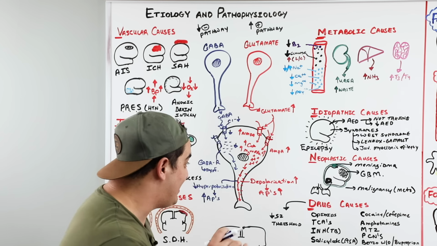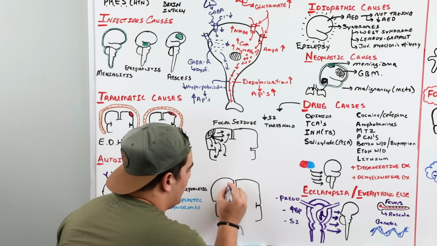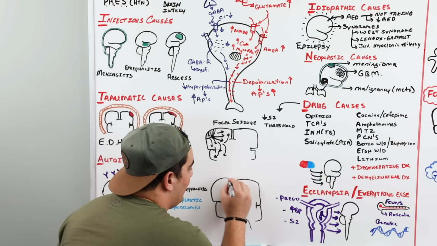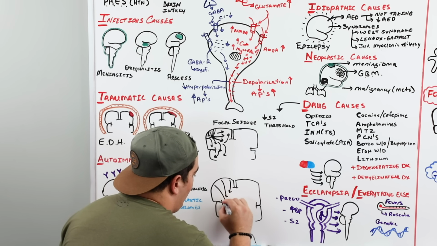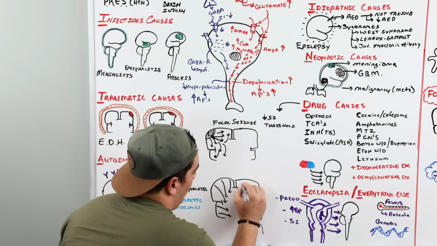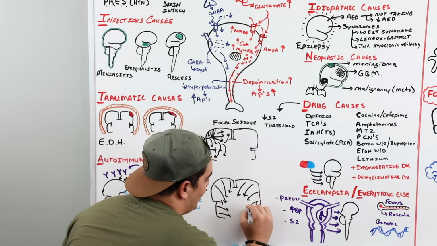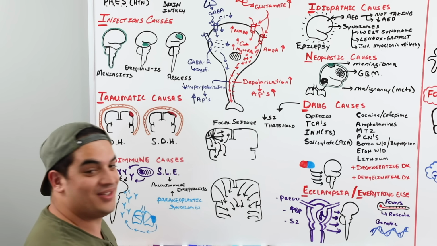But let's say that you have some focus here, and what happens is this electrical activity is occurring throughout all parts of the cerebrum and the bilateral cerebral hemispheres.